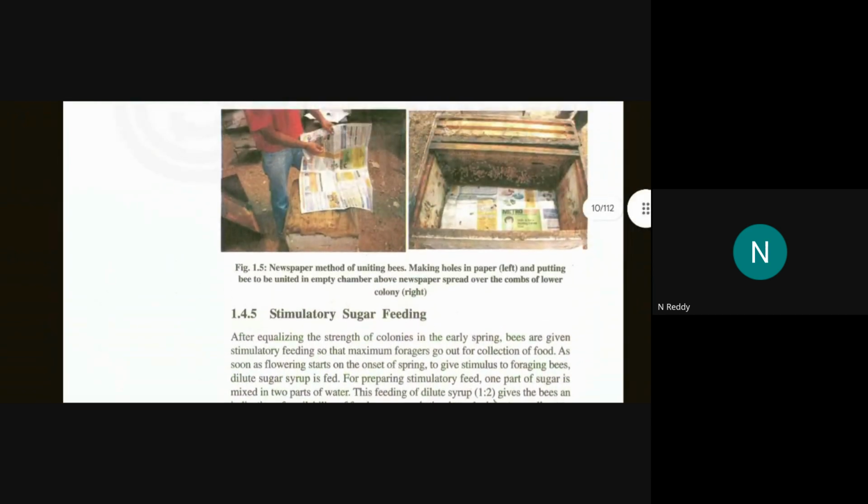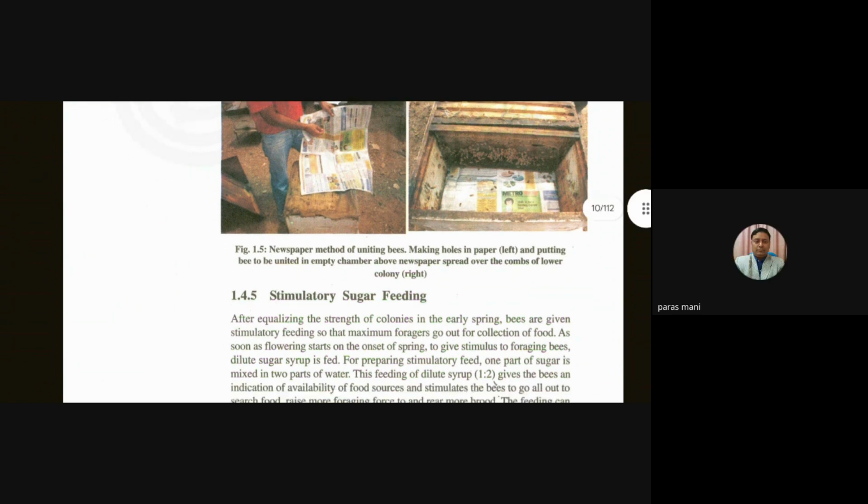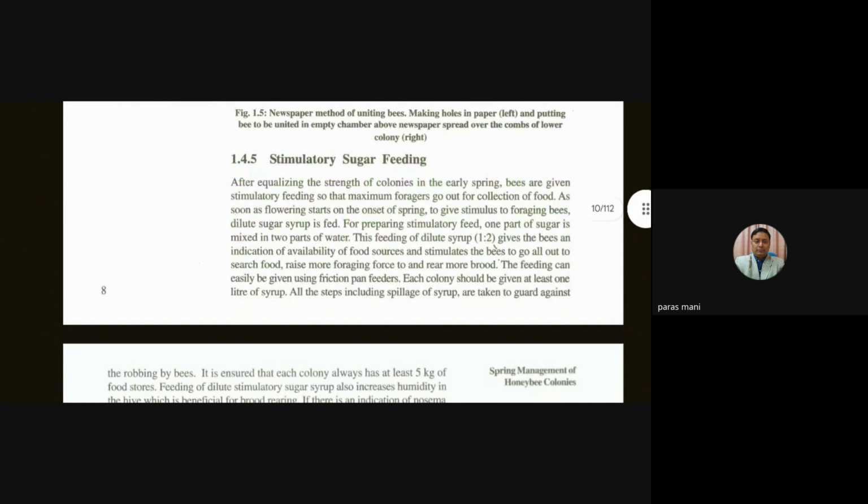Or else there will be feeder chambers also, feeder frames. In those feeder frames, you can put the syrup directly and provide some solid materials for the workers to sit on while feeding on the syrup.